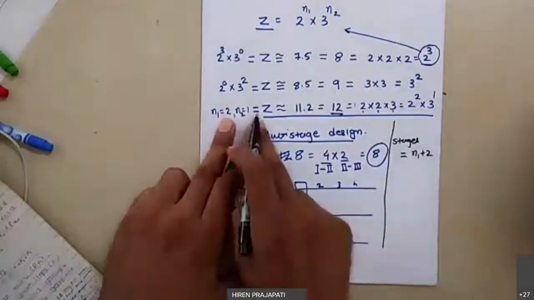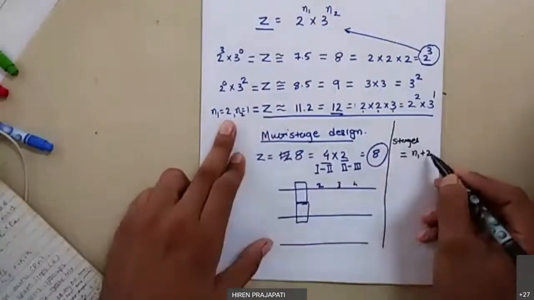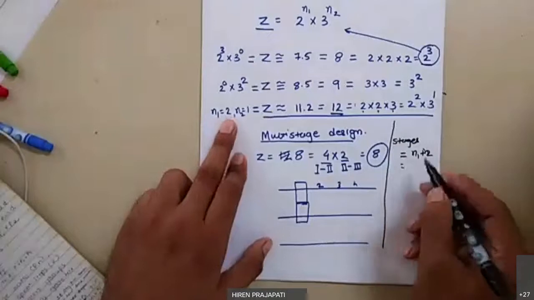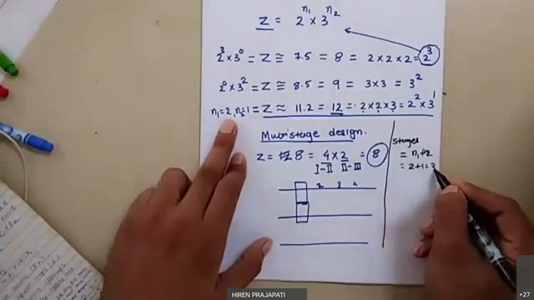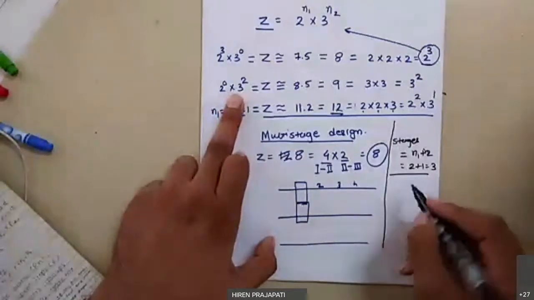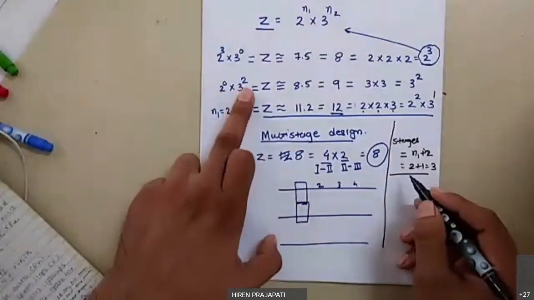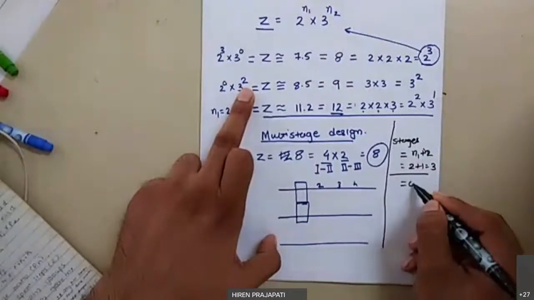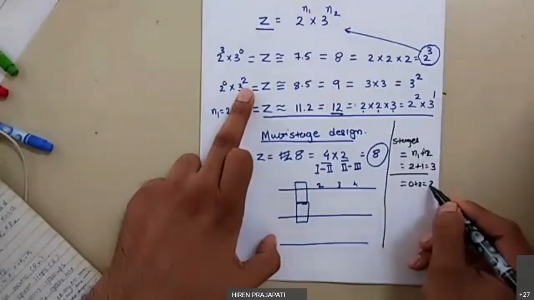So for this case, it's n2. So for this case, it's 2 plus 1. So we have to go for 3 stages, right? If you go for this, then n1 is 0, n2 is 2, then 0 plus 2. So you need to go for 2 number of stages.